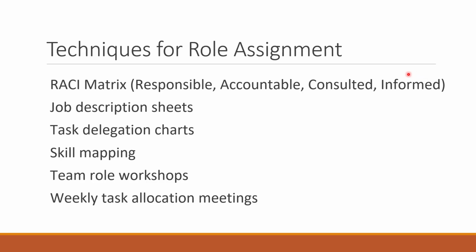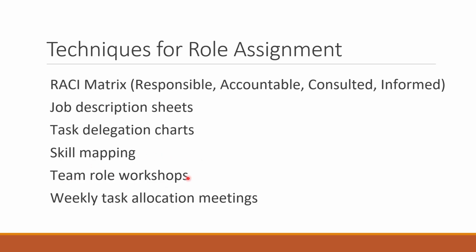Then the second technique is the job description sheet. It is a written document that explains the duties, required skills, and expectations of each team member performing the task. The next one is the task delegation chart. It is a visual chart that shows how the work is divided and who is reporting to whom or who is responsible for what. Then the next one is skill mapping. We match the task with the members' strengths and expertise. So this mapping helps in assigning the roles in a more effective manner.